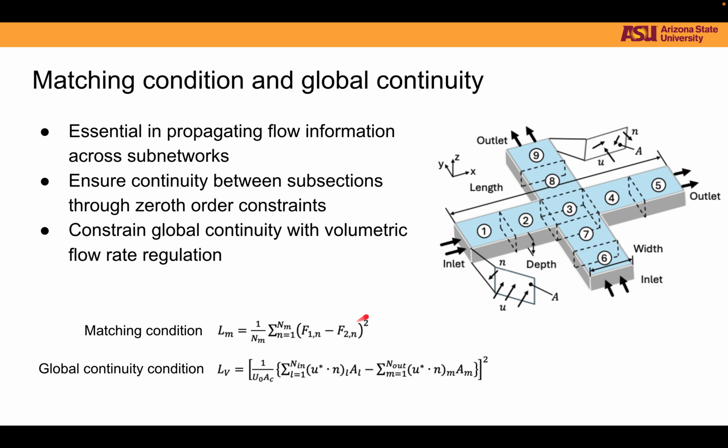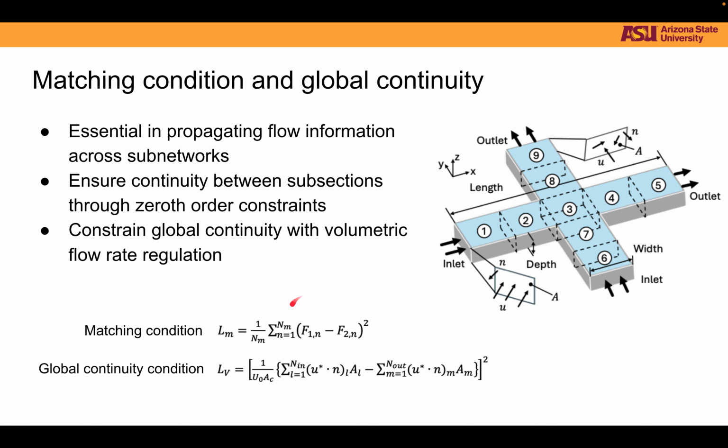Now, with this domain decomposition method, we build this network, and this network needs additional constraints to be able to be solved. One of the constraints here is the matching condition. In order to ensure continuity between these subsections at the interface, we take the outputs of the network at the interface and set them equal to each other.